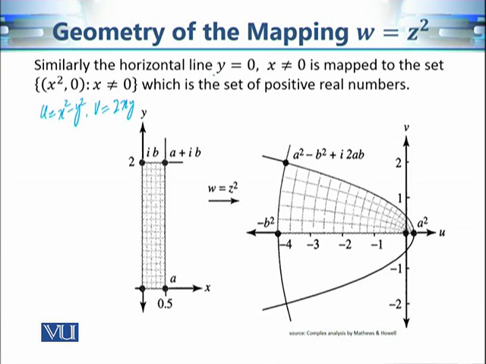So the points which lie on these lines where y is equal to 0 are mapped onto the positive portion. So these are the positive portion, and the points which lie on this portion will be mapped onto the negative portion.